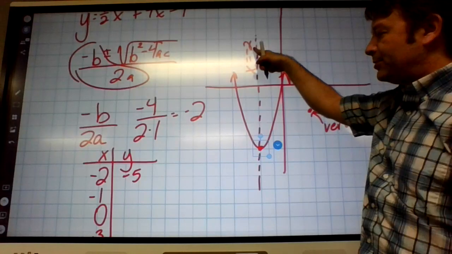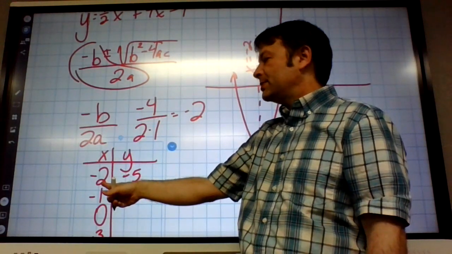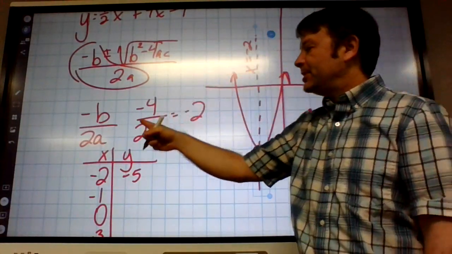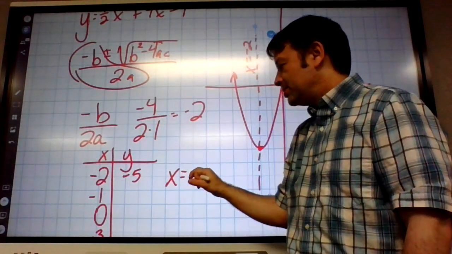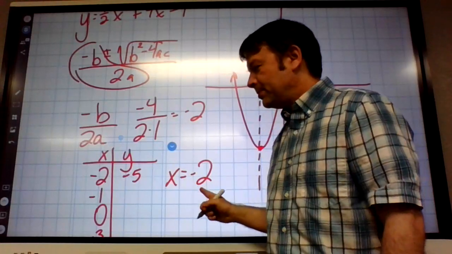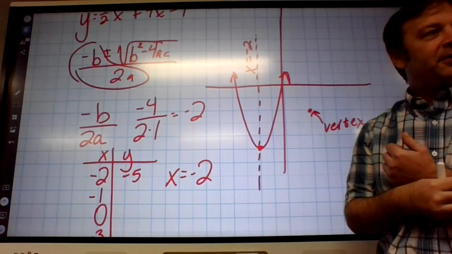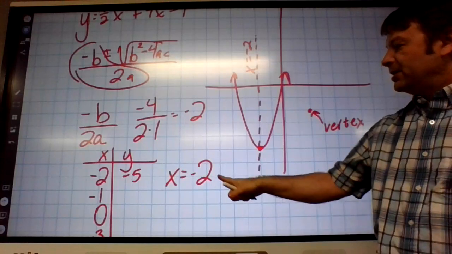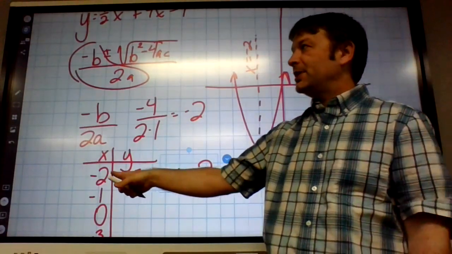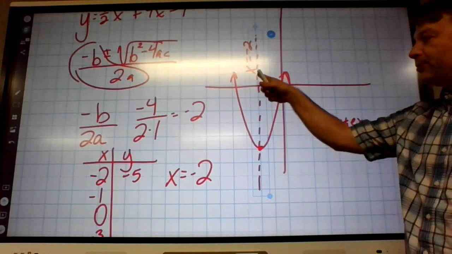The negative 2 is always going to be the same as the x coordinate of the vertex because that tells you where the middle of the graph is. So these are always going to be twinsies. The equation for the axis of symmetry is always the x coordinate of the vertex, because they're both telling you where the middle of the graph is.